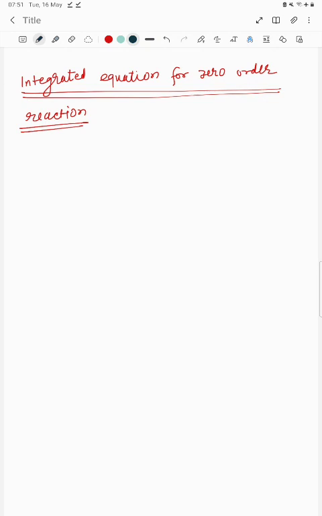Hello students, let's try to understand the integrated equation for zero order reaction. So we are going to understand what the integrated equation for zero order reaction is.